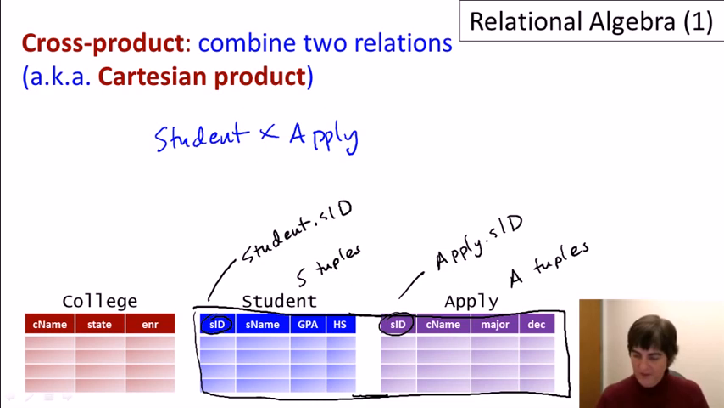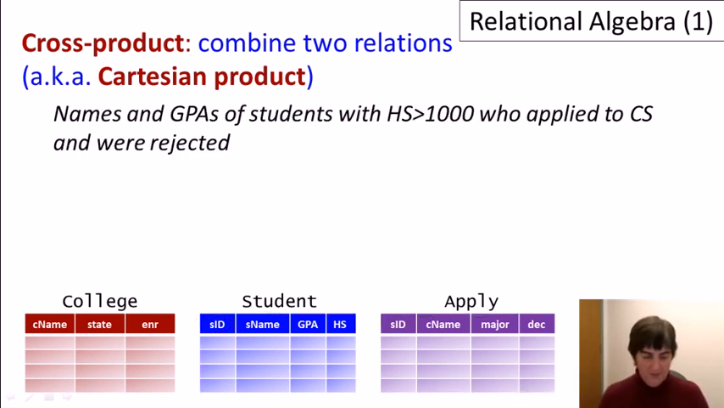Now, the cross product seems like it might not be that helpful, but what is interesting is when we use the cross product together with other operators. And let's see a big example of that. Let's suppose that we want to get the names and GPAs of students with a high school size greater than 1,000 who applied to CS and were rejected.